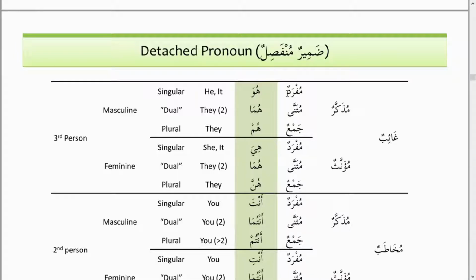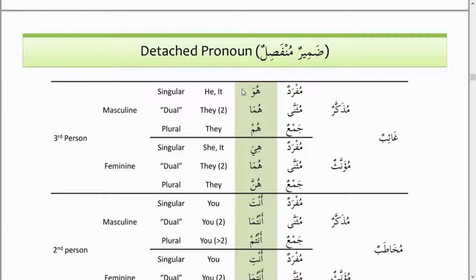Yesterday we finished, Alhamdulillah, lesson number 6. Today we will continue with lesson 7. But before that, I'd like to start again with our pronouns.